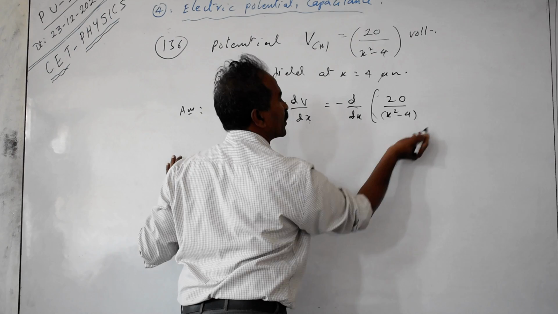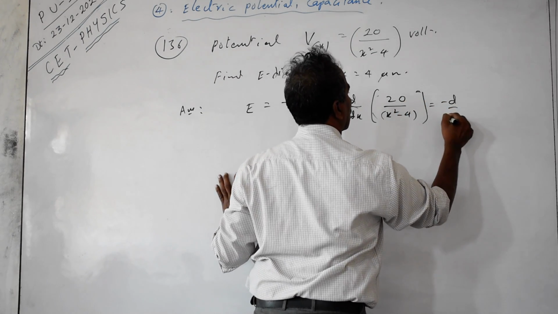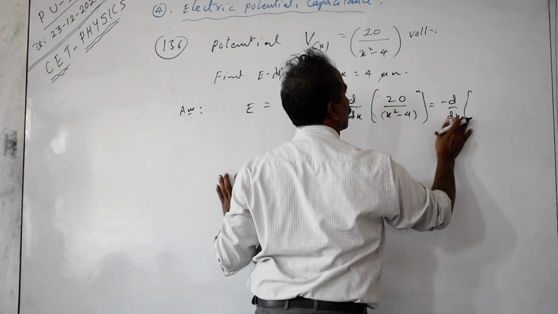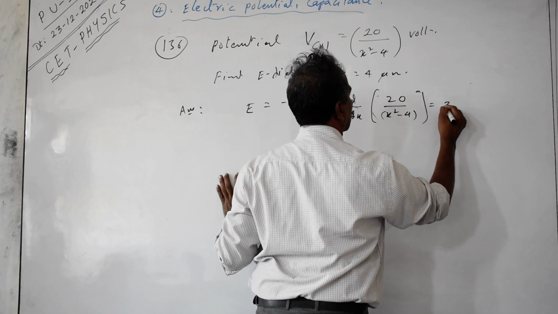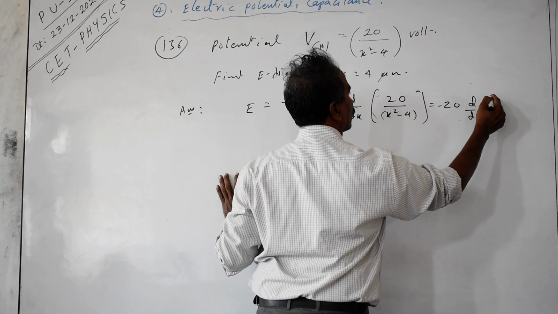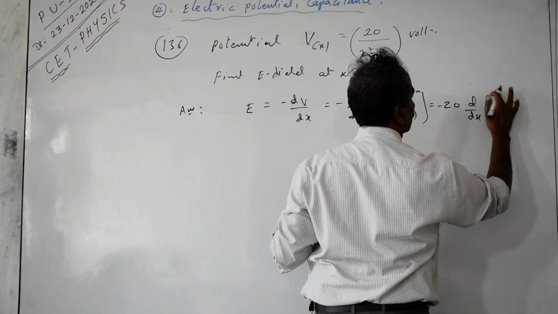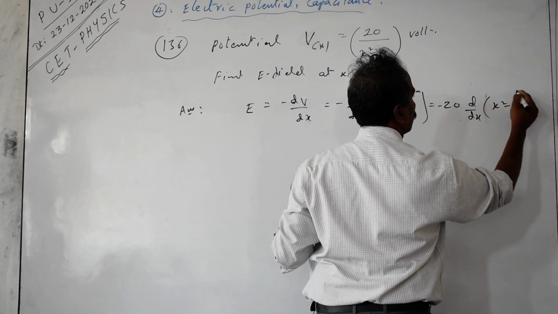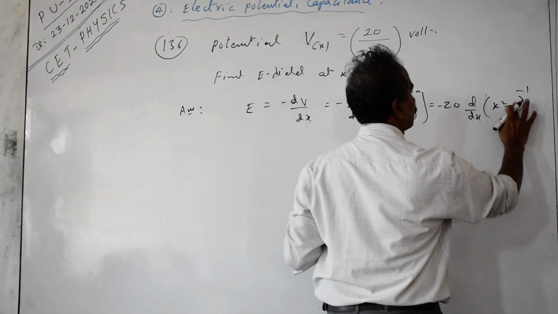This denominator you can take to the numerator. So this becomes equal to minus d by dx of 20, and 20 is a constant, you can take it out also. So I will take it as minus 20 into d by dx of x square minus 4 to the power of minus 1.